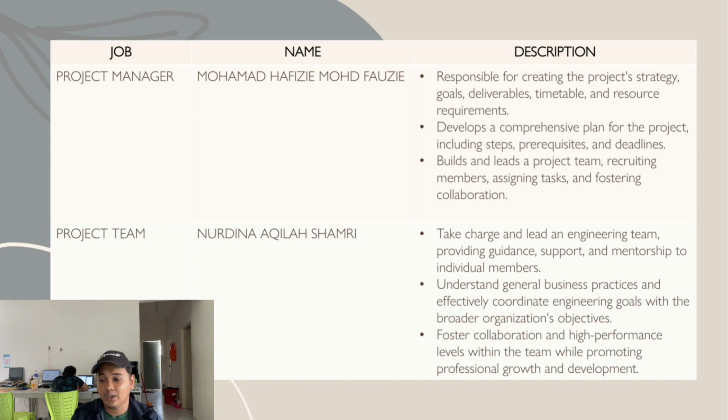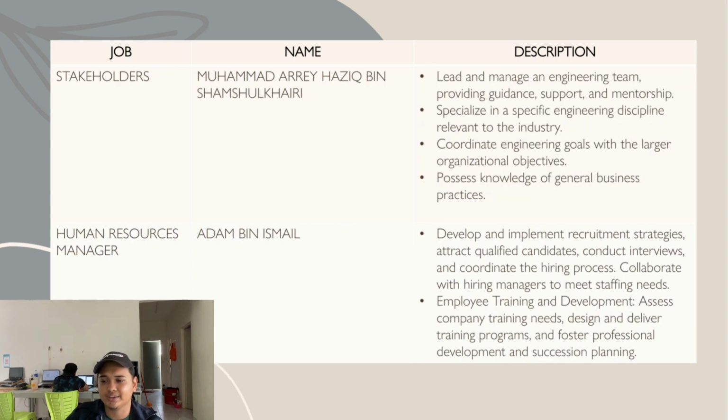And then for the engineering manager, he needs to take charge and lead an engineering team, providing guidance, support and mentorship to individual members. He also needs to understand general business practices and effectively coordinate engineering goals with the broader organization objectives. And then we have stakeholders, who need to lead and manage an engineering team, providing guidance, support and mentorship. They also need to coordinate engineering goals with the larger organization objectives and possess knowledge of general business practices.